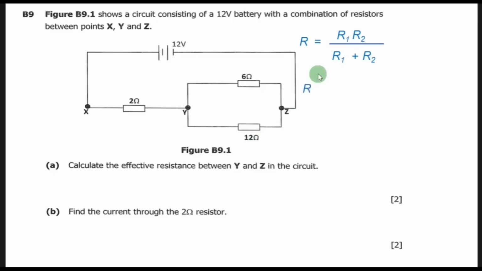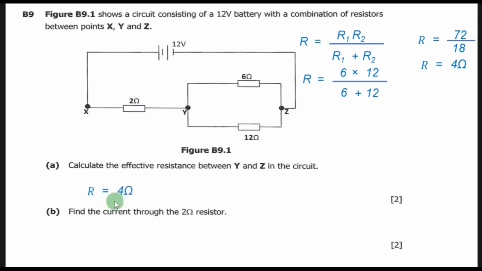So you substitute: total resistance is equal to resistor 1, which is 6, times resistor 2, which is 12, over resistor 1, which is 6, plus resistor 2, which is 12. So total resistance is equal to 6 times 12, 72, over 6 plus 12, which is 18. Then 72 divided by 18 gives you 4 ohms. So your total or effective resistance here is 4 ohms.